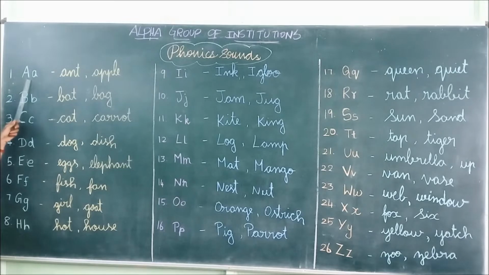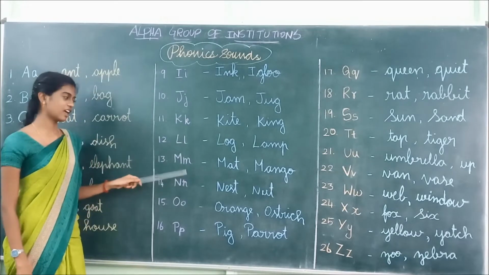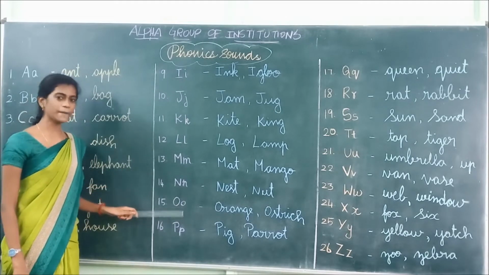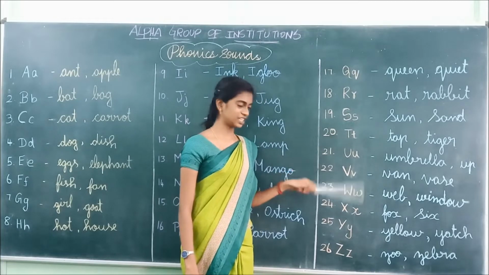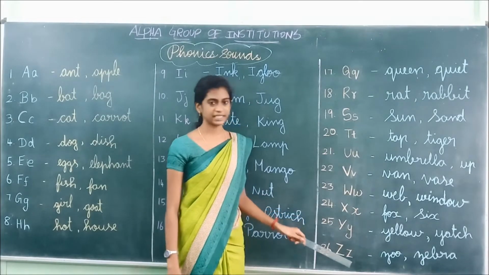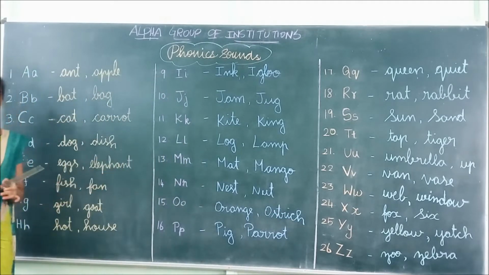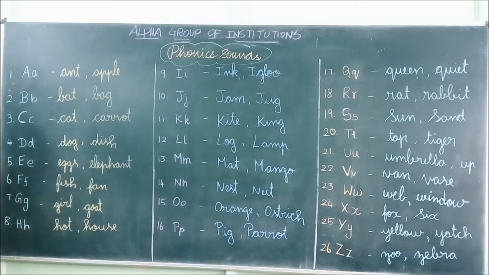Okay, children, now let us read the letter of each alphabet. I have written both capital letters as well as small letters. I'll read those letters. A, B, C, D, E, F, G, H, I, J, K, L, M, N, O, P, Q, R, S, T, U, V, W, X, Y, Z. So you all read these alphabets like this. Now I'm going to teach you the sound of phonics. How to read these letters in phonics sound.